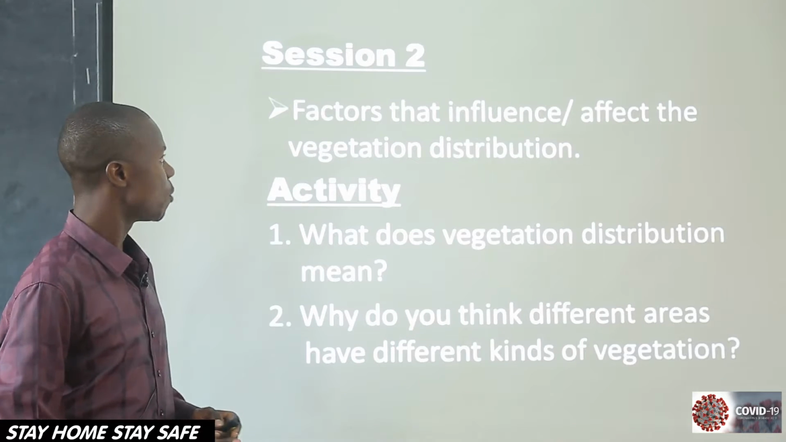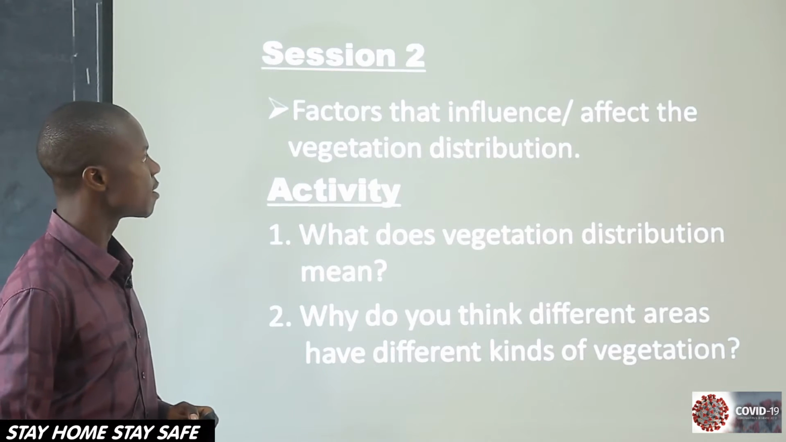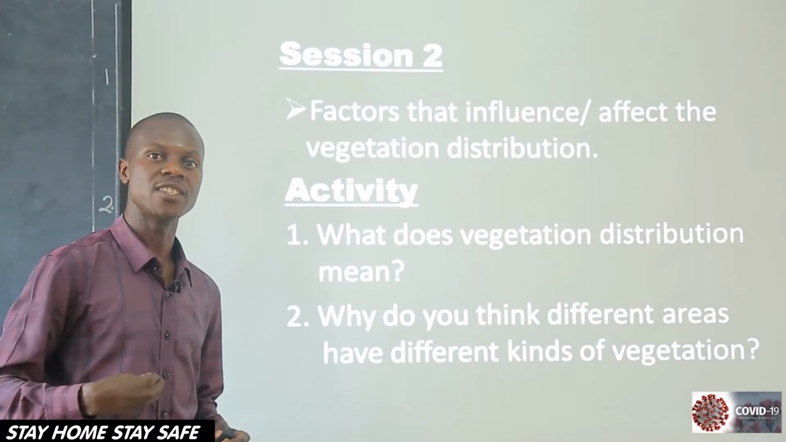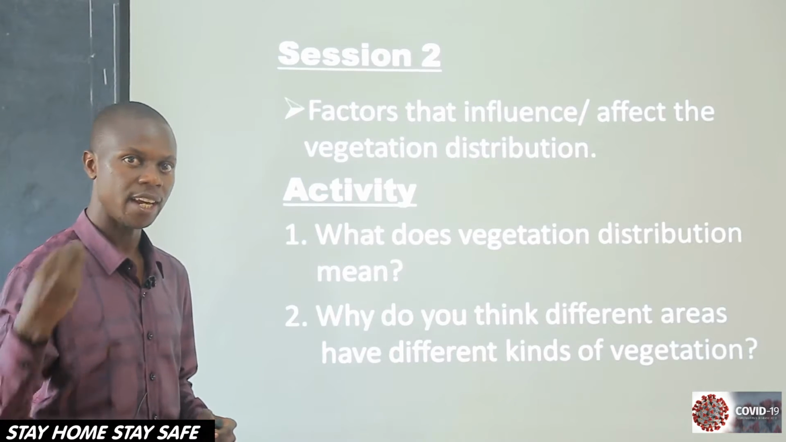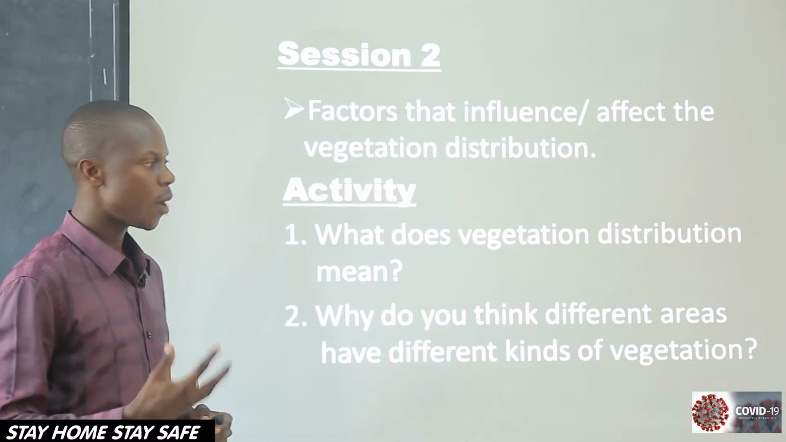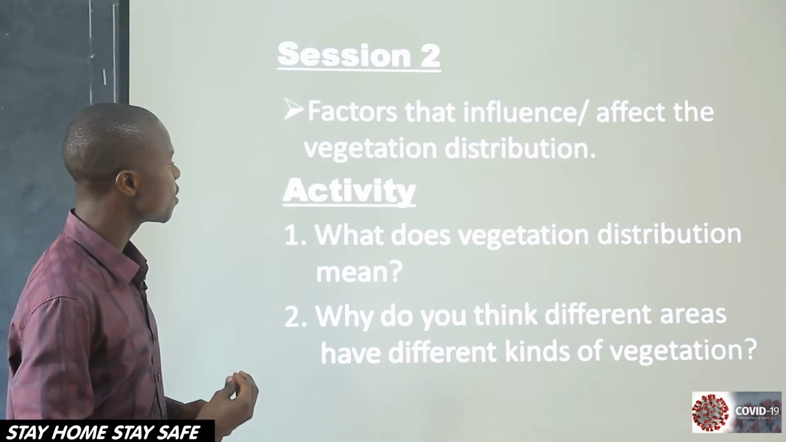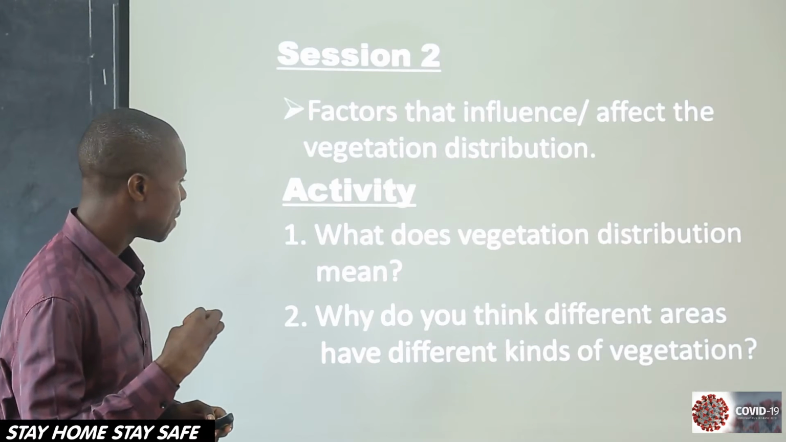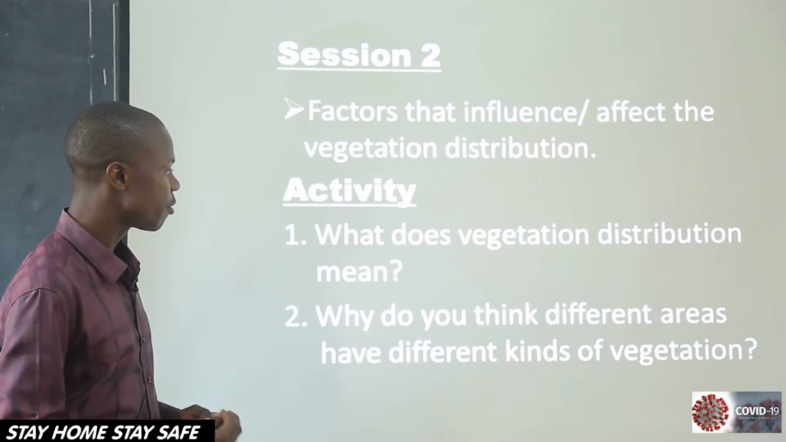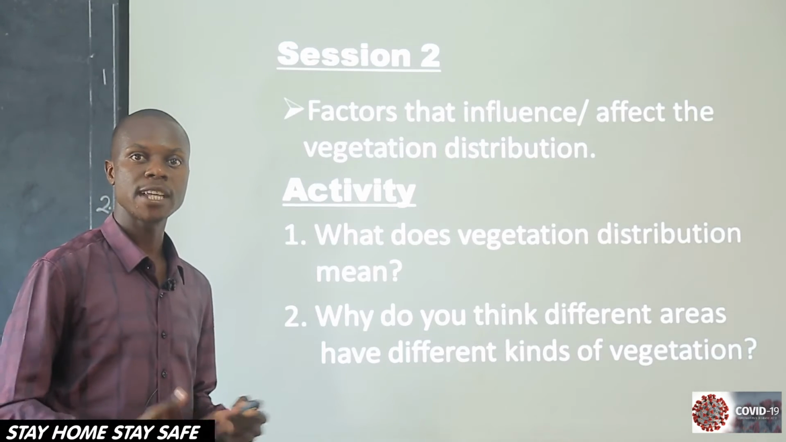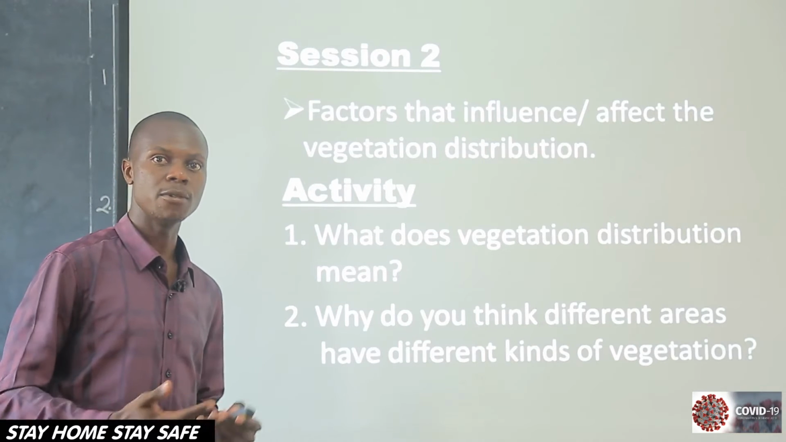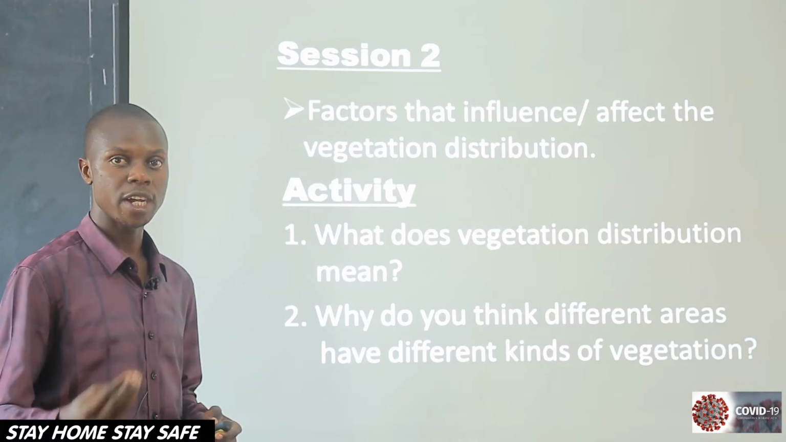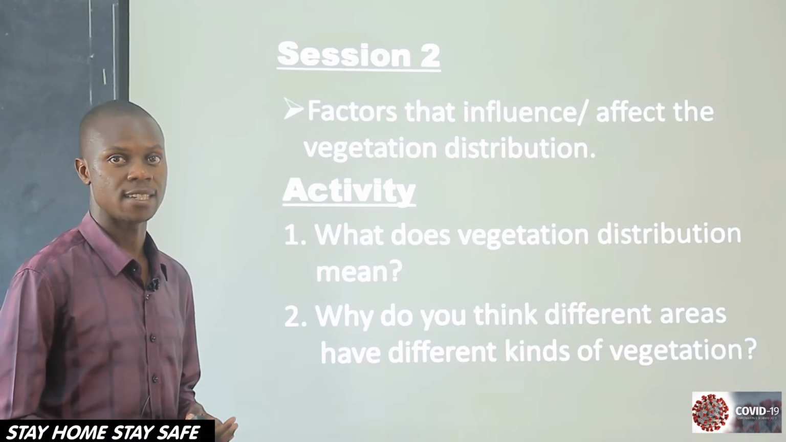In our session 2, I want us to talk about factors that influence or affect the vegetation distribution. To influence is to bring a change, and that change can be negative or positive. So when we talk about the factors that influence vegetation distribution, what causes it? Why do you think different areas have different kinds of vegetation? You go to Karamoja, you find they have semi-desert. You come to areas along the equator, they have equatorial rainforest. Which factors bring all about that?